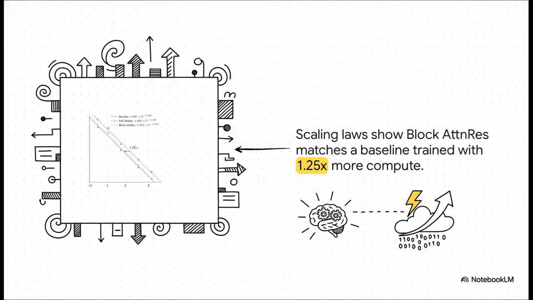The paper actually crunched the numbers, and what it means is that AttnRes gets you the same performance as a standard model trained with 25% more compute. Let me say that again, a 1.25x compute advantage. In the world of LLMs, that is a massive, massive win.